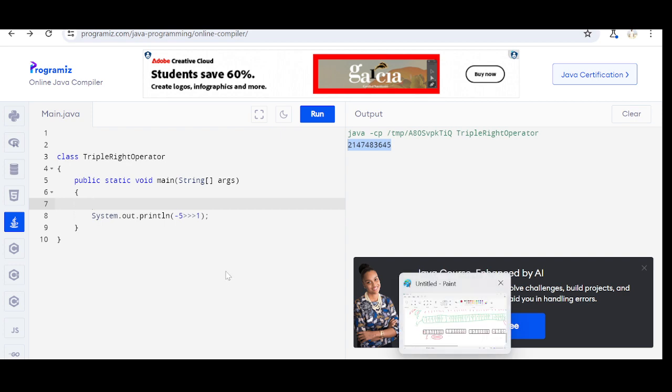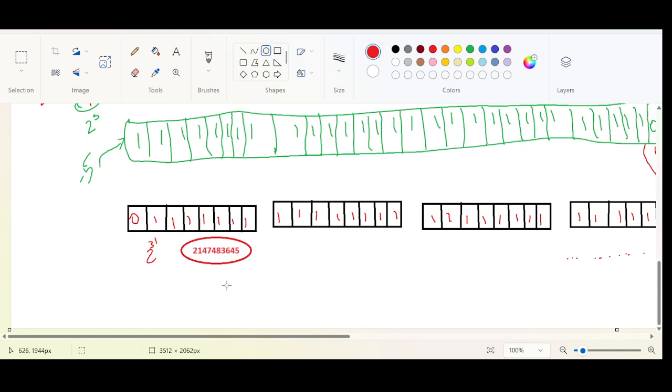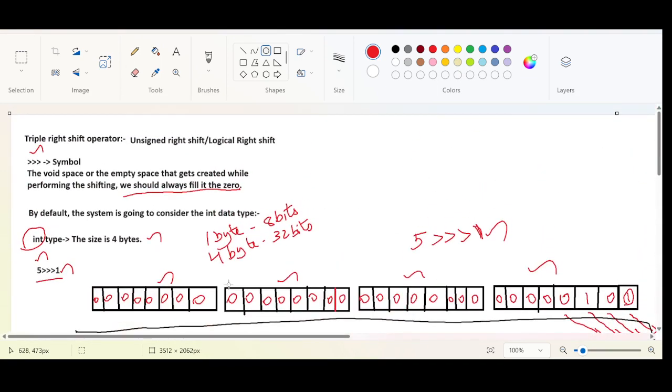Making sense? And one more thing you need to notice is that the triple right shift operator is a special operator which you will find only in Java. In Python, this operator is not supported. Why it is not supported in Python? You will understand that. But when they developed Python, they did not consider the concept of the triple right shift operator. In Java, it's there, and there are a lot of uses when you start using the triple right shift operator.